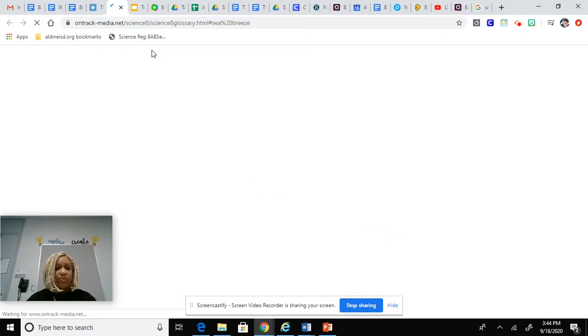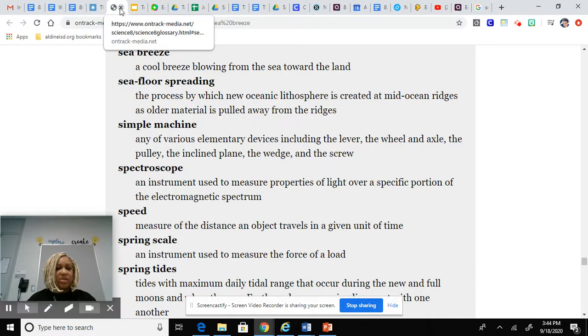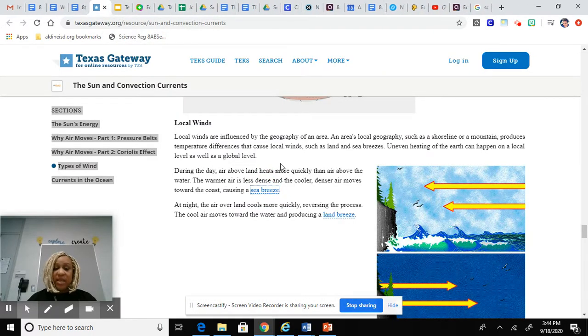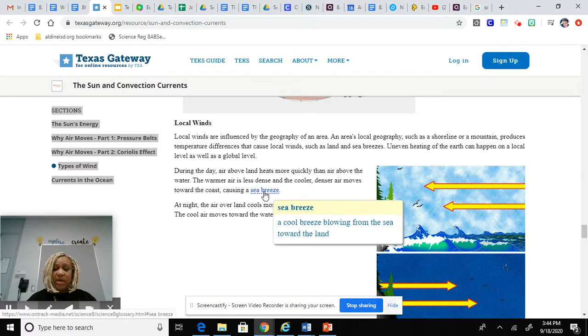Sea breeze, oops, we didn't want to do that. Let's go back. Sea breeze is going to be the cool breeze coming from the water and going toward the land. This is why if you're walking on a beach and the wind is blowing, it may feel a little cooler, because water is always going to be cooler than land.